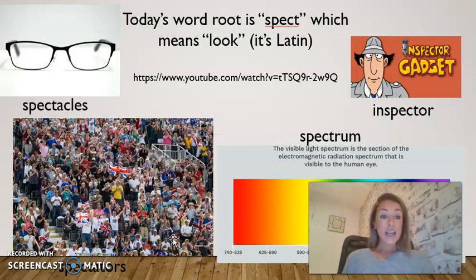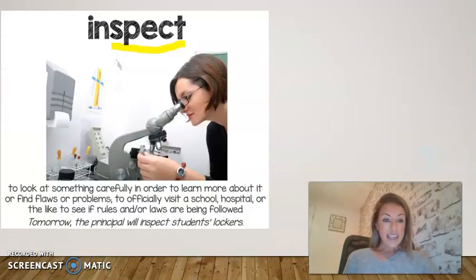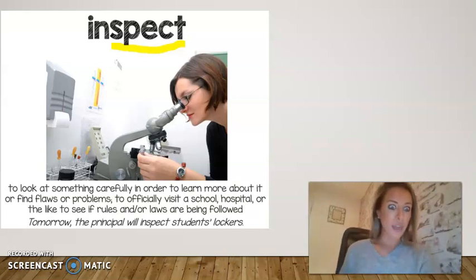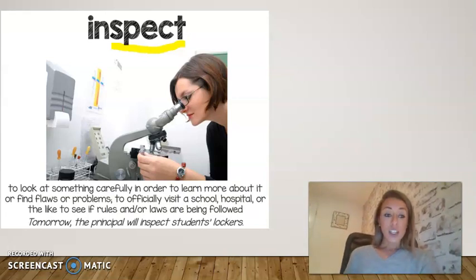So we've got a few more spect words for you here. Spect. So if you inspect something, it means you look very, very closely at it. So that can help you to learn more about something or to find a problem and fix it. So for example, the example we've got here is tomorrow the principal will inspect students' lockers. So maybe those students have got something in there they shouldn't have, like a big stash of chocolate or something naughty. So the principal is going to inspect. He's going to look very closely.